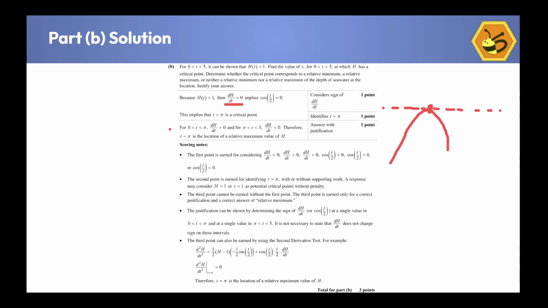This is the first derivative test, the derivative changing from positive to 0 to negative, which is concave down. And if we do a second derivative test, we will find that the second derivative is smaller than 0, so it is concave down, which means that it is a relative maximum. Both are fine. If you show a single value, that is also acceptable.